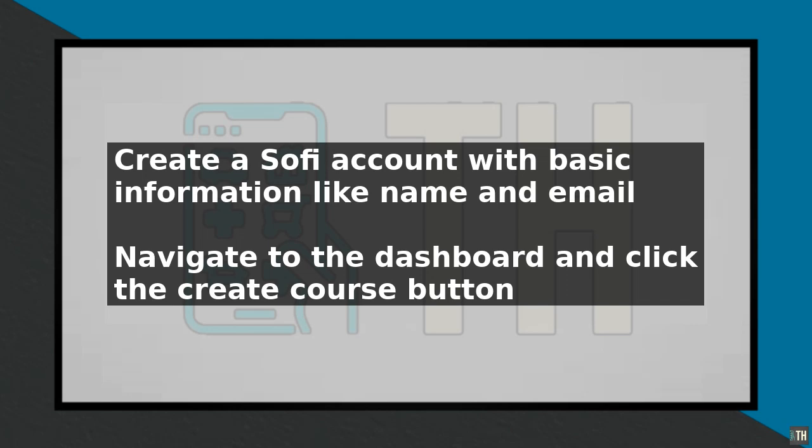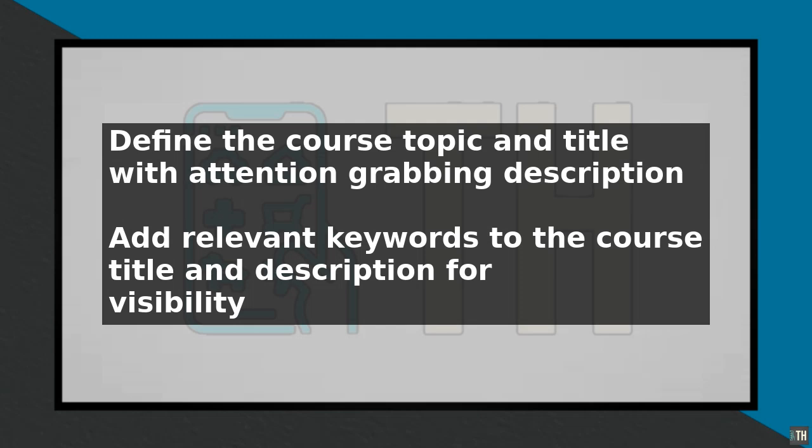The next step is to define the course topic, title, and description. Choose a topic that is in demand and has a clear target audience. The title should be attention-grabbing and descriptive, while the description should provide an overview of what the course will cover. Add relevant keywords to the course title and description to improve visibility in search results.